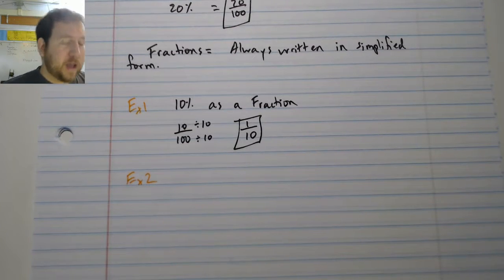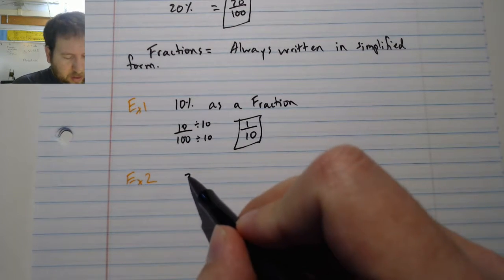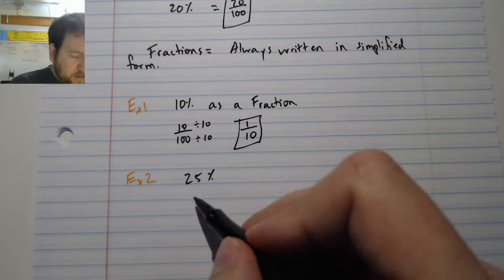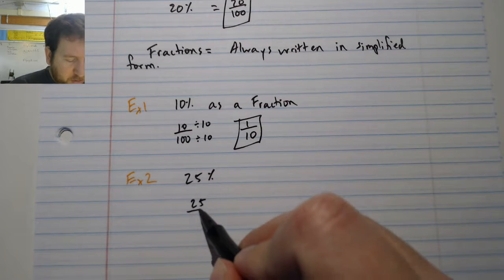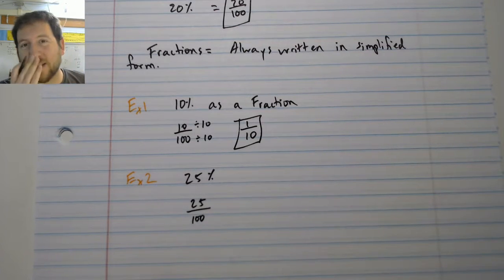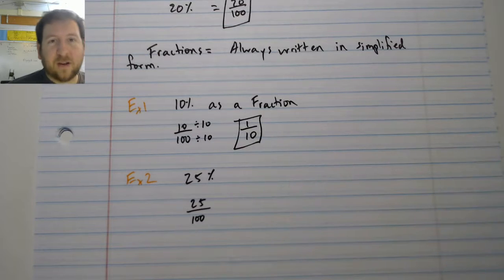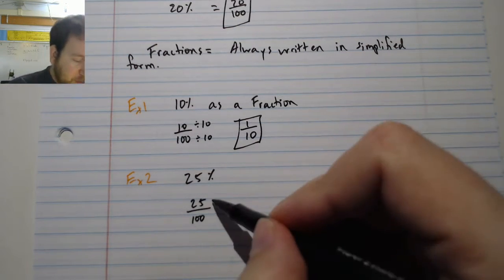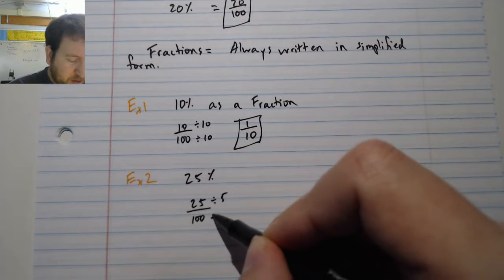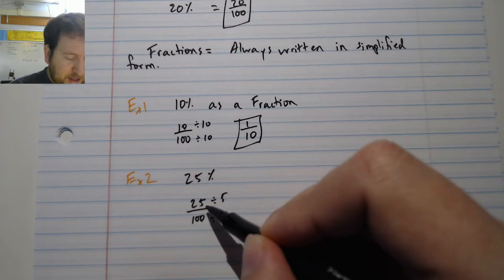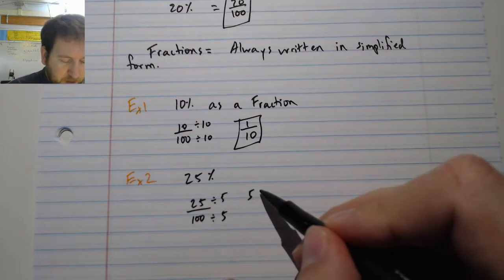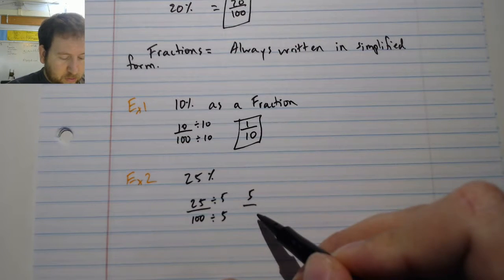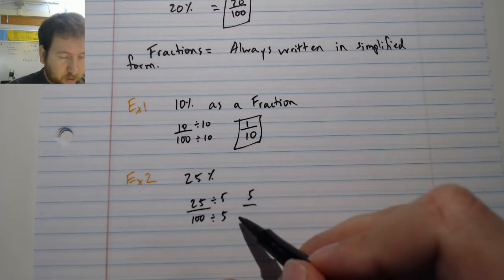And let's say we have 25%. Well, in this case, we can write this as 25 over 100. Now, I can't just leave it like that, like we had before. I do need to find a number that can fit into both. Well, I can quickly see that, obviously, I'm going to be able to choose 5. Because 5 fits into 25 and 100. 25 divided by 5 is 5. 100 divided by 5 is 20.